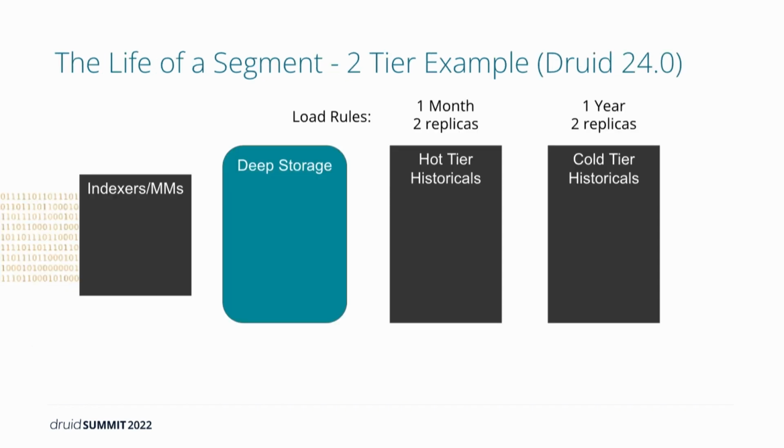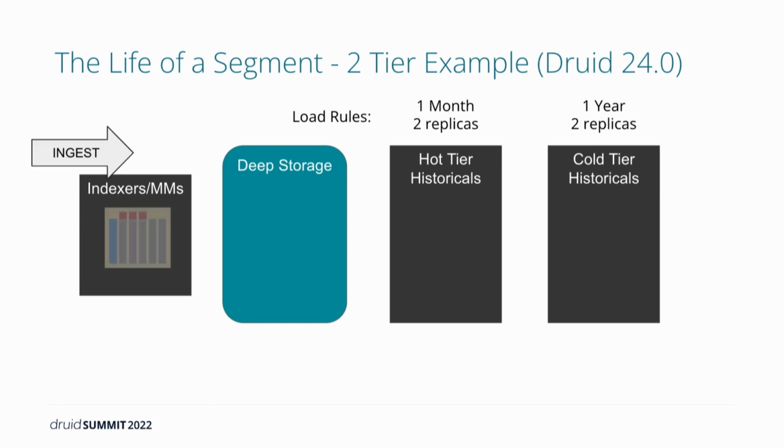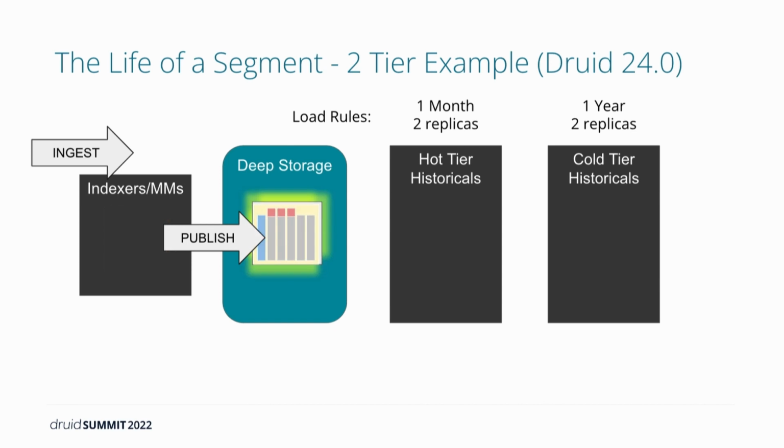A new segment starts by its ingestion, right? So the data is ingested, a new segment is created within the indexers or the middle managers, and at some point it's published into deep storage. When it's published into deep storage, it also appears in the segment metadata as a new published segment. The deep storage copy of this segment becomes the golden copy that all historicals will use to download when they're instructed to do so.